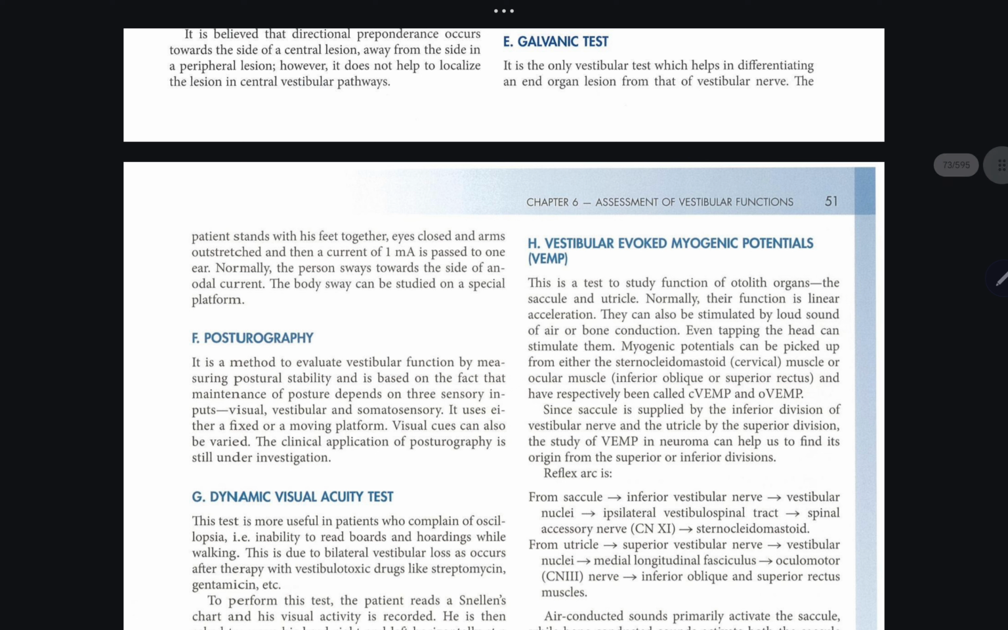Galvanic test. It is the only vestibular test which helps in differentiating an end organ lesion from that of the vestibular nerve. The patient stands with his feet together, eyes closed, and arms outstretched, and then a current of 1 milliampere is passed to one ear. Normally, the patient sways towards the side of the anodal current. The body sway can be studied on a special platform.